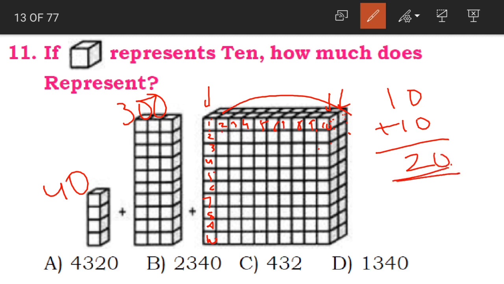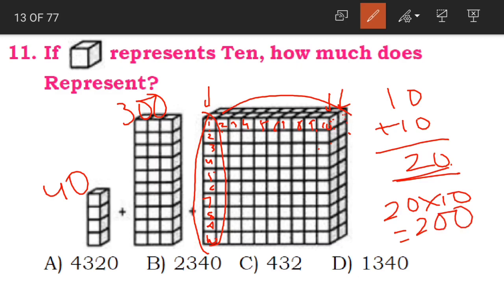We are having 10 blocks of 20. So 20 into 10 becomes 200. We are having 10 blocks into 20. See here, 10 into 20. We are having 200 blocks in total.